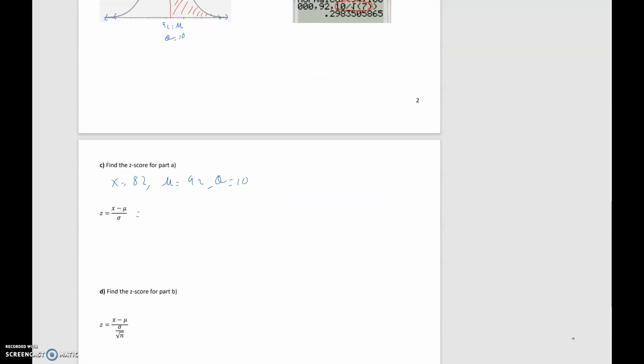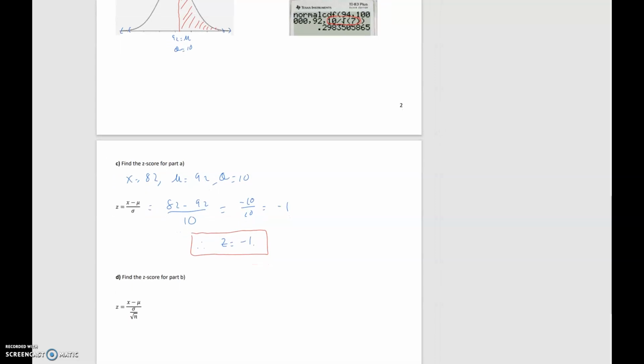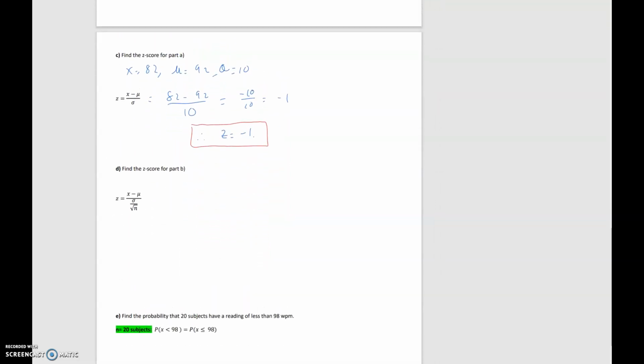So as you plug it in, you're going to have 82 minus 92 divided by 10, and this is going to give us a -1, right? Let me plug it in and verify. So 82 minus 92, that's going to give us -10 over 10, or -1. In this case, z is equal to -1. Okay, let's go for part D.